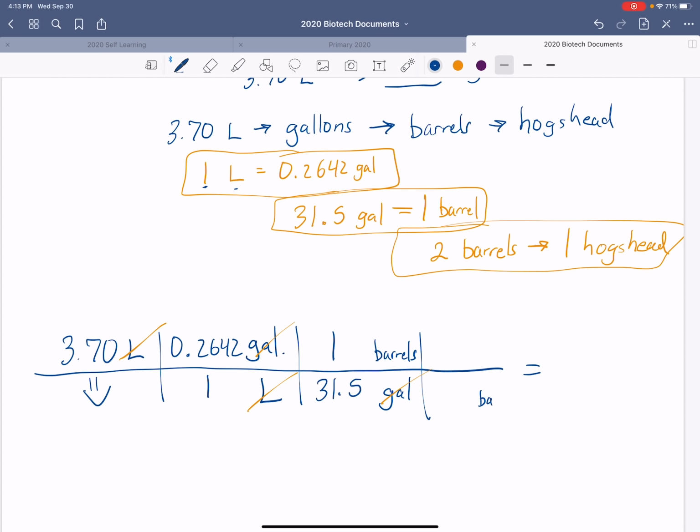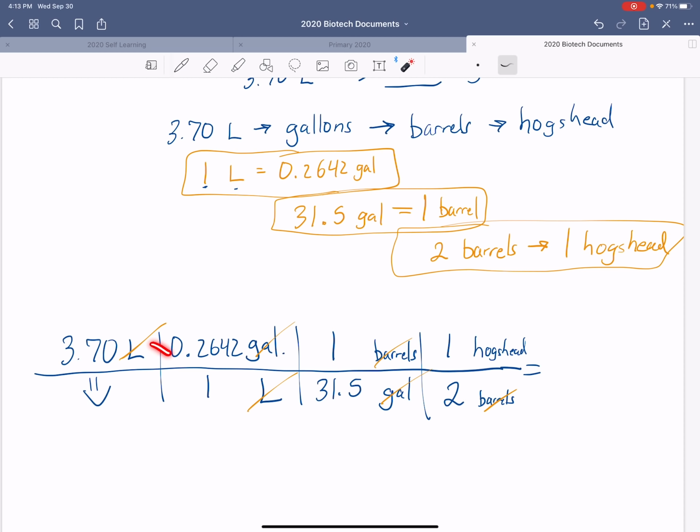I'm going to kind of speed through this last little bit here. Barrels needs to go down below. Hogshead needs to go up above. Barrels will cancel with barrels. So all of our units here, if you look, liters, gallons, barrels, everything is canceling except for hogshead, which is what we want. It's a really good way for us to verify that we're doing our work correctly. We're ending in the place that has the right unit. 2 barrels, 1 hogshead.